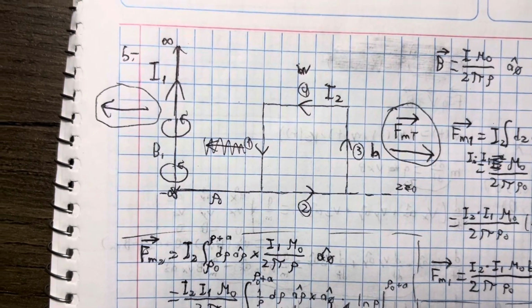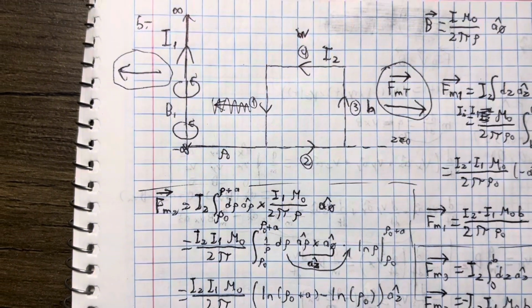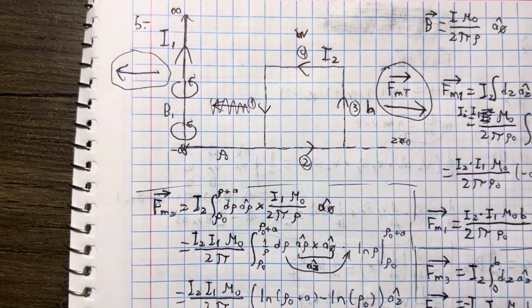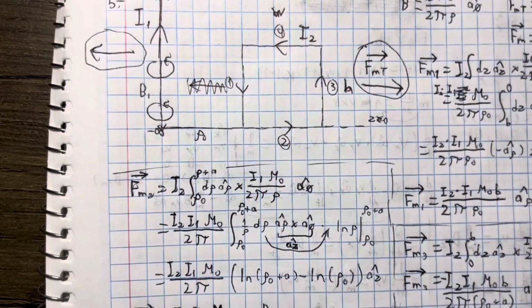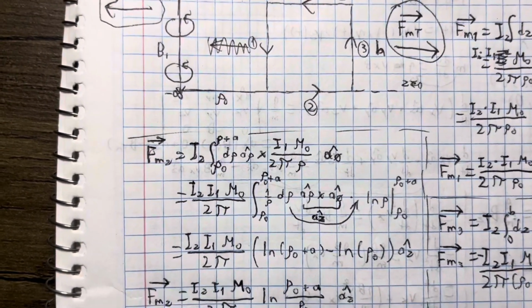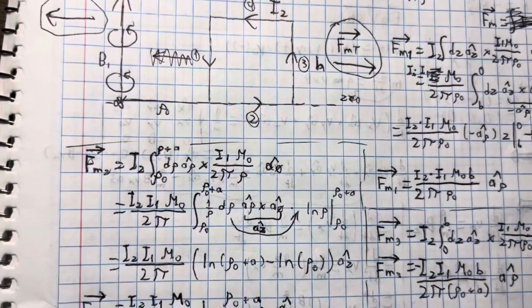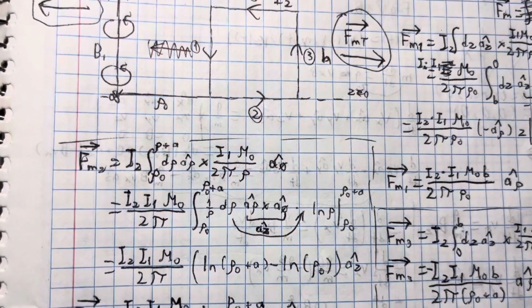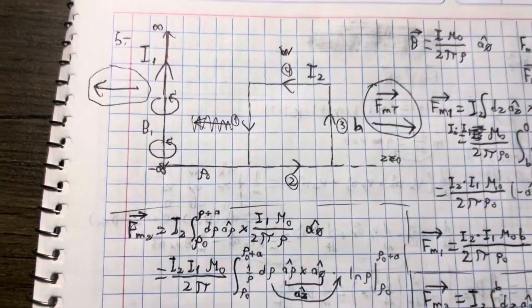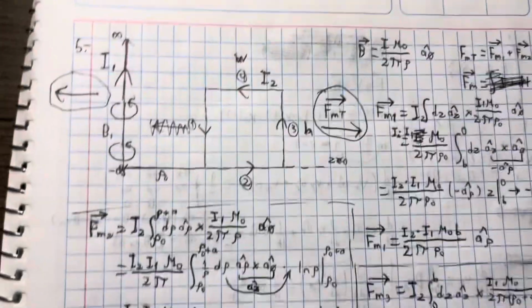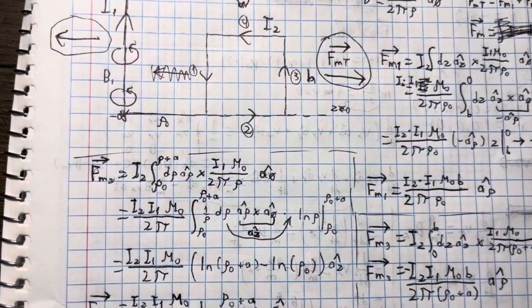Also, this means that there would be no torque, because of the same thing: the magnetic field is in the same direction as the total net force. So that would mean there would be no torque.